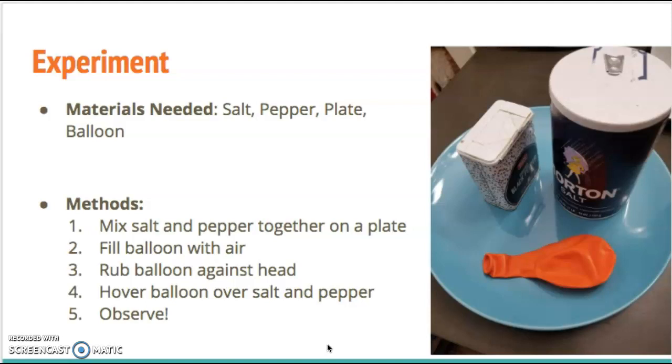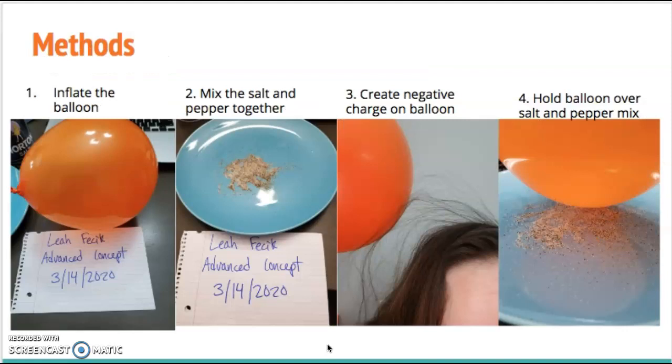For the experiment that we're going to do today, we're going to need a couple of things: salt, pepper, a plate, and a balloon. What we're going to do is mix the salt and pepper together on a plate, fill the balloon with air, rub the balloon against your head, hover the balloon over the salt and pepper, and then see what happens. So these are all the steps laid out.